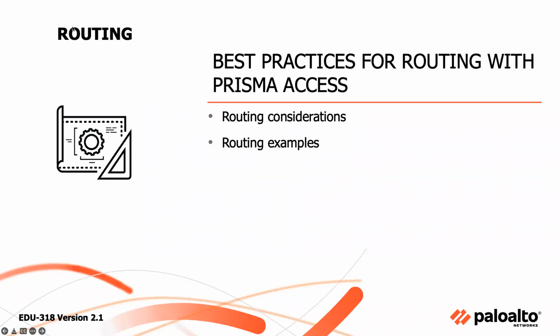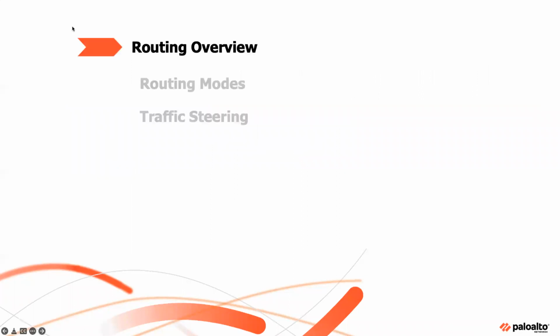I'm a technical instructor here at Palo Alto Networks, and today we're going to be talking about routing and best practices for routing when it comes to Prisma Access. We're going to be talking a little bit about routing in general, some of the routing options that are available with Prisma Access, and some ways we can actually create different exceptions to our routing types and our routing examples.